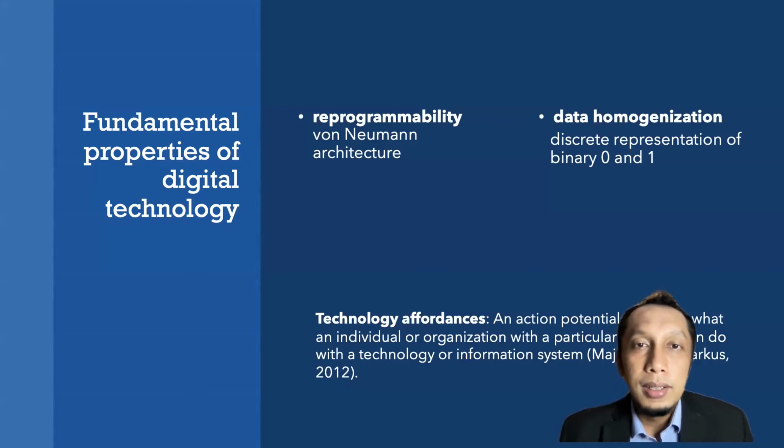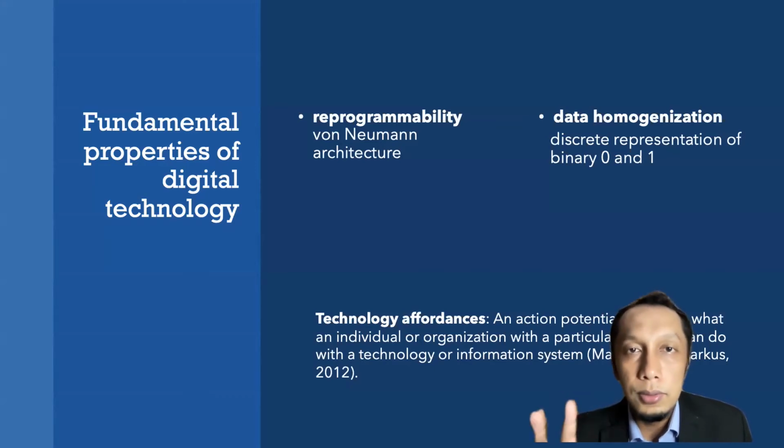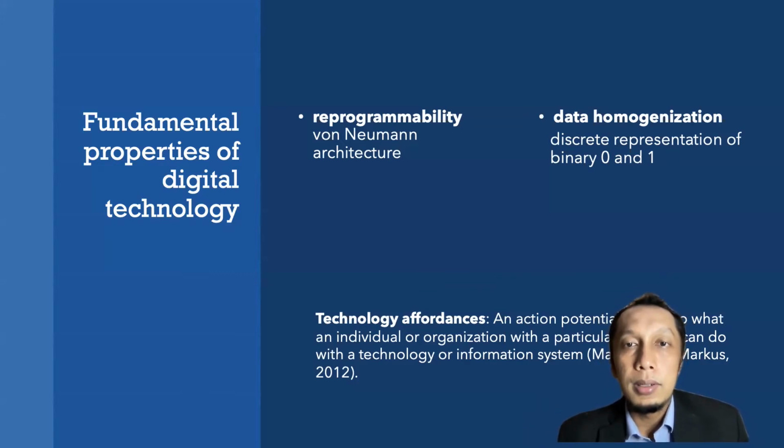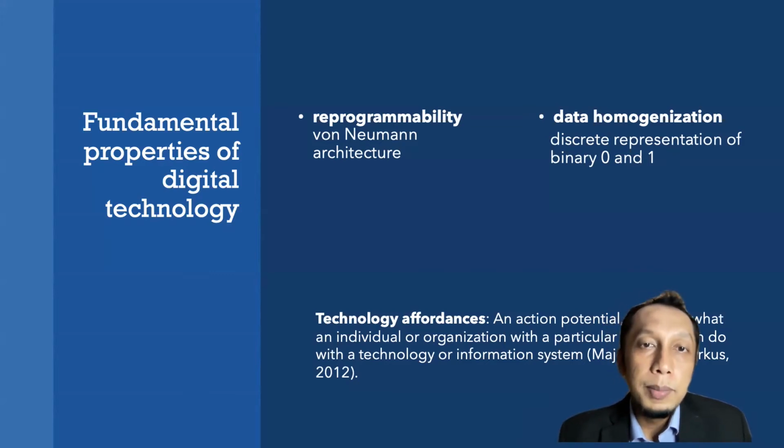So what is digital technology? The fundamental properties of digital technology are two. The first one is reprogrammability or von Neumann architecture, and the second one is data homogenization. Reprogrammability or von Neumann architecture means that everything can be programmed, everything can be changed, everything can be manipulated. Data homogenization means that everything has now been converted into discrete representation of binary code of 0 and 1.